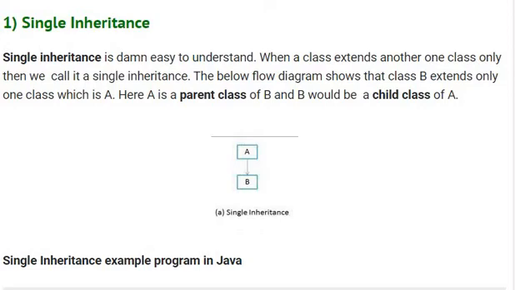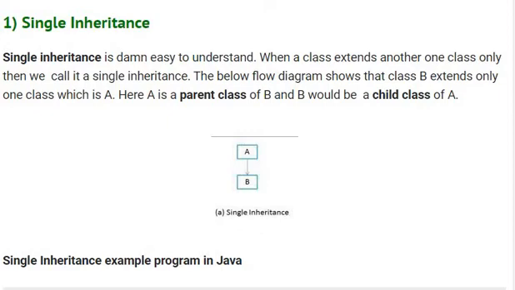A class A and class B. B is created from A. A is your base class or parent class or super class. The new class which is created from A, the B, is your child class or subclass or derived class. The terms can be anything.